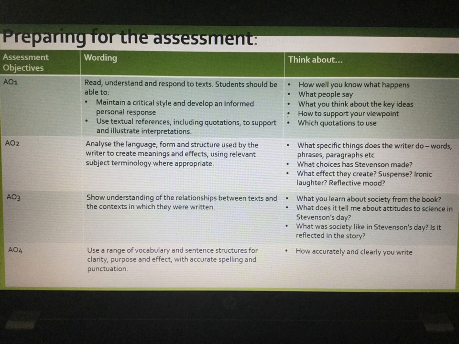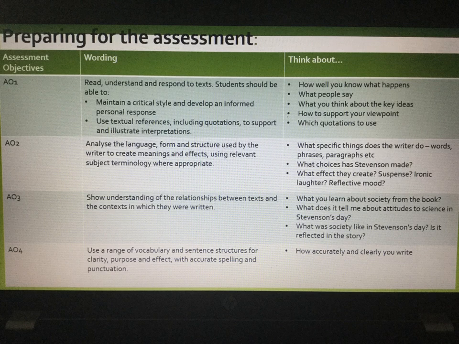AO3 is showing an understanding of the relationship between texts and the context in which they were written. So we need to think about society, the society that is used by Robert Louis Stevenson. What does this book tell us about attitudes to science in Stevenson's day? What was society like in Stevenson's day, and how does he show that in the story?